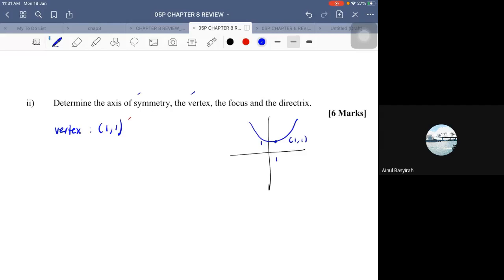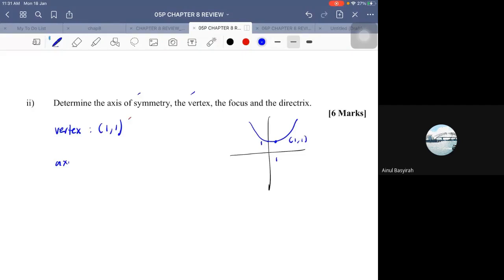Okay, next, I nak cari dia punya axis of symmetry. So I'm going to find the axis of symmetry, dekat mana kita nak potong dia tengah-tengah. Okay, for this case, tengah-tengah dia dekat sini. So ni adalah vertical line, so dekat x sama dengan 1, so automatically, so the axis of symmetry is going to be at x equal 1. So dia akan jadi tengah-tengah, kita potong dia dekat x sama dengan 1.